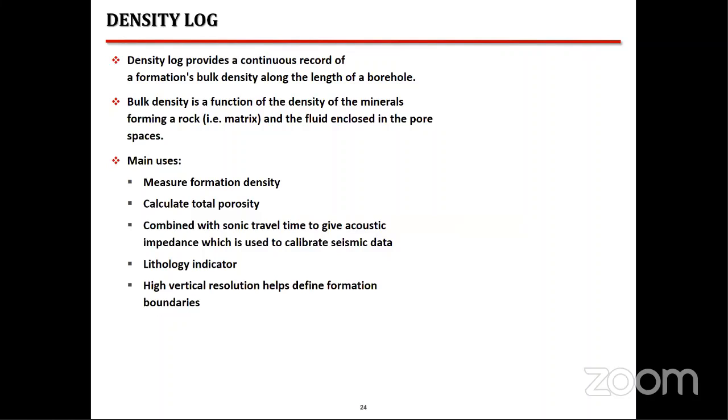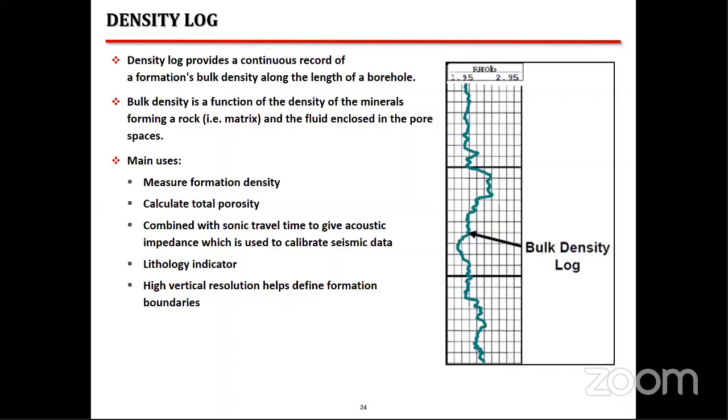The main uses of a density log are to measure formation density, obviously, to calculate the total porosity of the formation. Combined with sonic travel time, it gives us the acoustic impedance, which is used to calibrate seismic data. It is also a very good lithology indicator. High vertical resolution of a density log helps define formation boundaries very clearly. This figure shows us an example of a bulk density log. Interpretation for the same, coupled with the neutron log, will be explained in further slides.